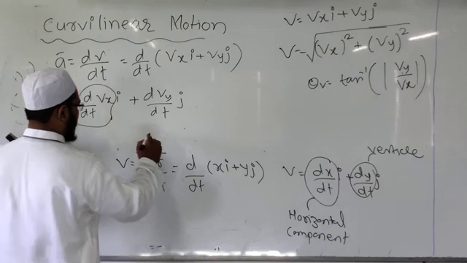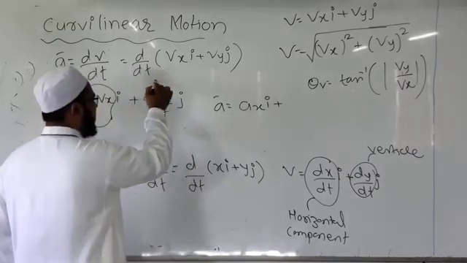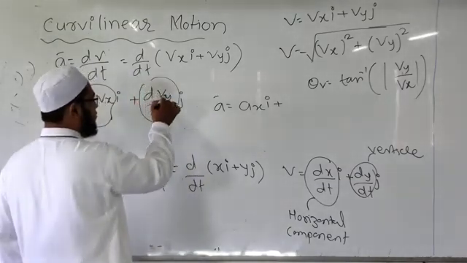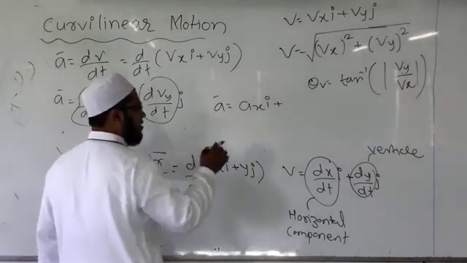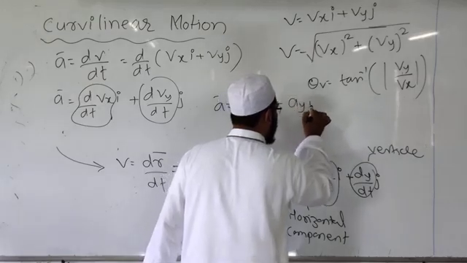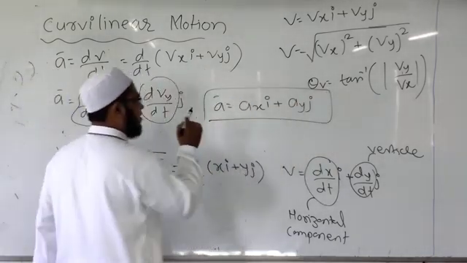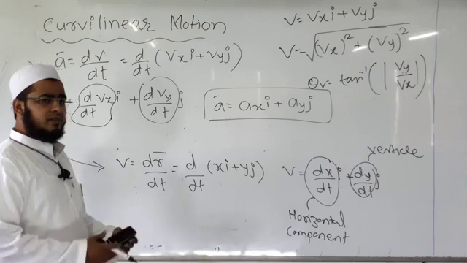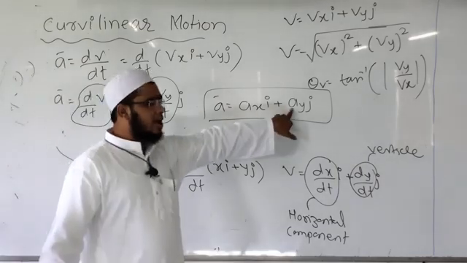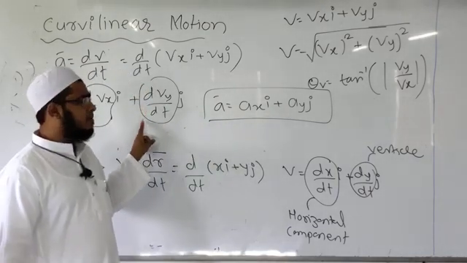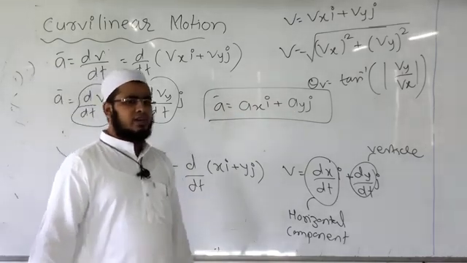This equation will be modified as a bar equal to ax i plus, similarly, dvy by dt, which is the rate of change of the vertical component of the velocity. That's why it is the vertical acceleration ay. The equation of acceleration is a bar equal to ax i plus ay j, where ax is equal to dvx by dt and ay is equal to dvy by dt. These are the horizontal component and vertical component of acceleration.